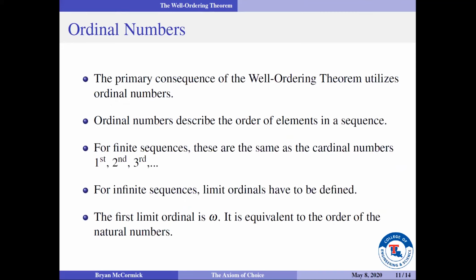And the primary consequence of the well-ordering theorem uses ordinal numbers. You're probably familiar with ordinal numbers a little bit. Ordinal numbers just describe the order of elements in a sequence. For finite sequences, it's the same as the cardinal numbers: first, second, and third. It's the same as 1, 2, 3, and so on. But when you get to infinite sequences, orders get a little weird. You have to define a new type of ordinal numbers called limit ordinals. The first limit ordinal is omega, and it's equivalent to the order of the natural numbers.